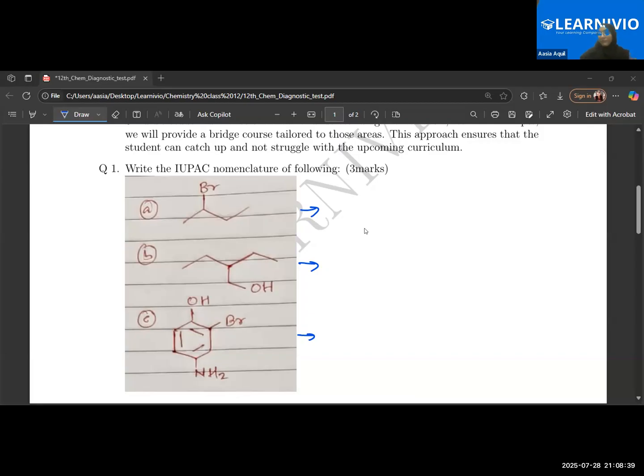Done the first one? Yes, ma'am. Okay, tell me the first answer. 2-bromobutane. Okay, for the second one. Ma'am, I'm not sure of the second one. Okay, then third one. I was doing that one right now. Okay.